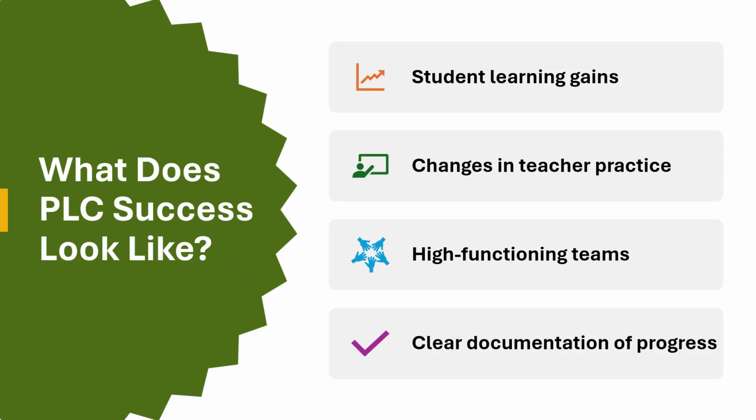And the last indicator is clear documentation of progress. This is essential. It ensures transparency and helps us track our journey and achievements over time. It's also an opportunity to celebrate our milestones and our learning from challenges. Remember, each one of these elements contributes to the overarching goal of improving student outcomes.